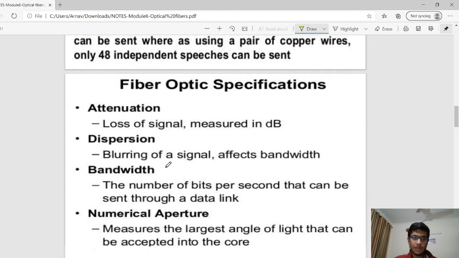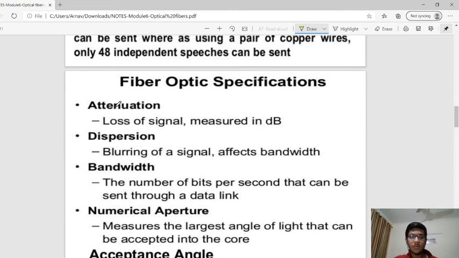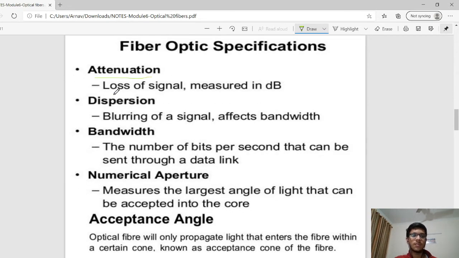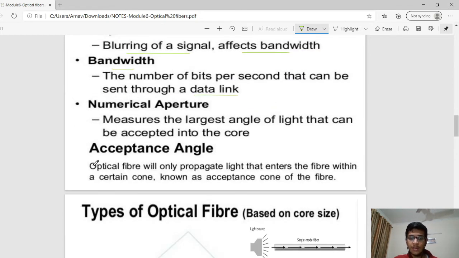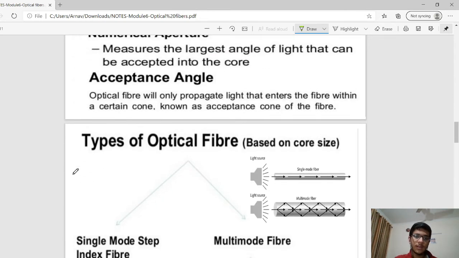Then moving on to its specifications, it contains various losses such as attenuation, which is basically loss of signal and is measured in decibels. Dispersion is the blurring of a signal which affects bandwidth. Bandwidth is the number of bits per second that can be sent through the data link. Numerical aperture is the measure of the largest angle of light that can be accepted into the core. Acceptance angle is the maximum angle at which light can enter the core.